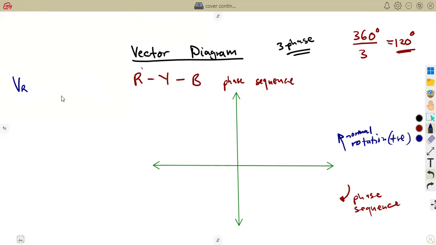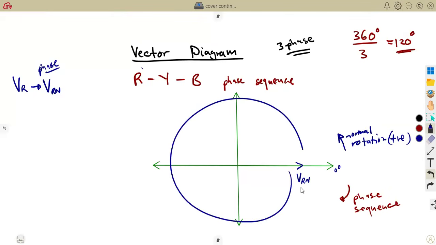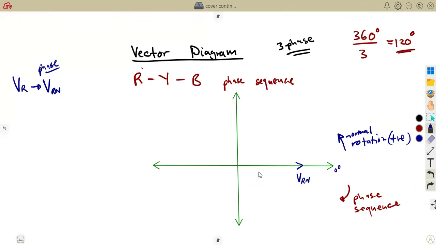But remember, I said we use phase values. They'll be related to the neutral. So VR will be written as VRN, phase values. You're going to have your VRN somewhere there in the reference. The reference is the one that is at 0 degrees. With this phase sequence of red, yellow, blue, we are going to have 120 degrees. This is 90, guys, like minus 90 going this side, and minus 120 in the other quadrant.